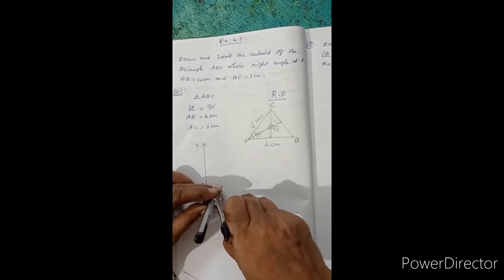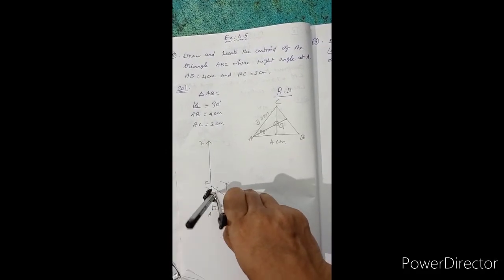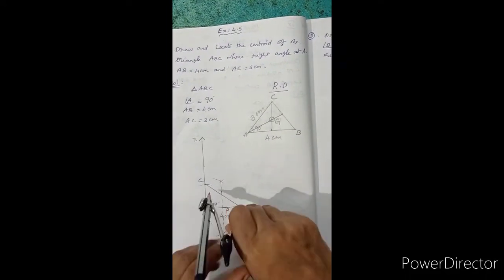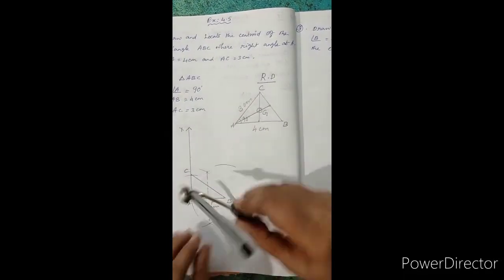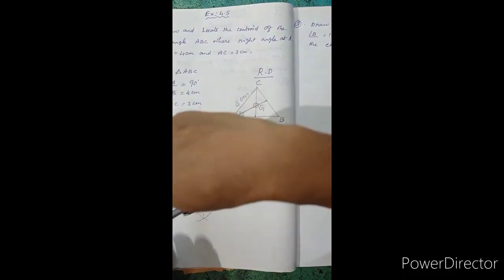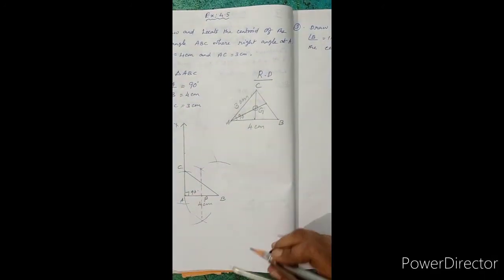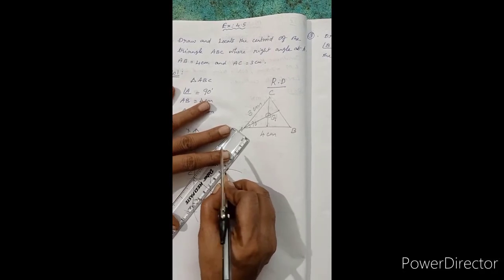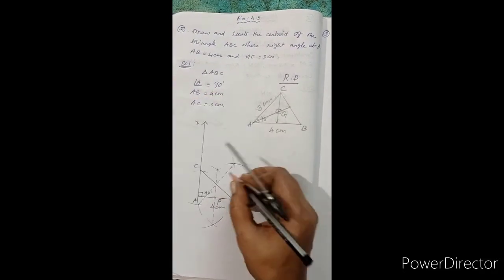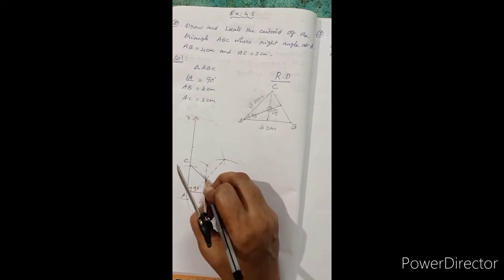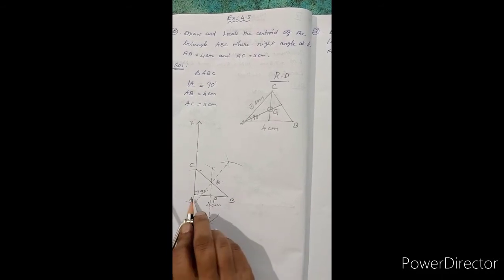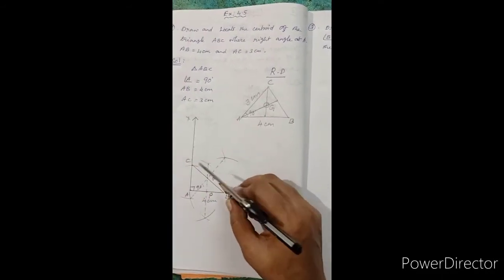For that, take more than half of the side as radius. Draw here one arc. Here one arc, with the same radius, C as center. Draw arcs like this. Now join these intersecting points by dotted line. This point is Q. P is midpoint of AB. Q is midpoint of BC.